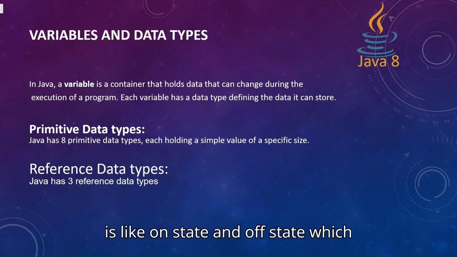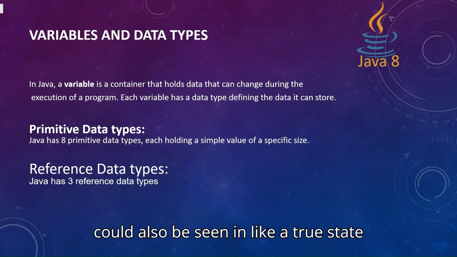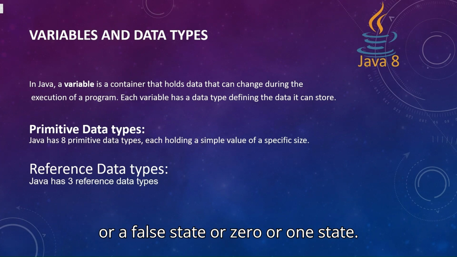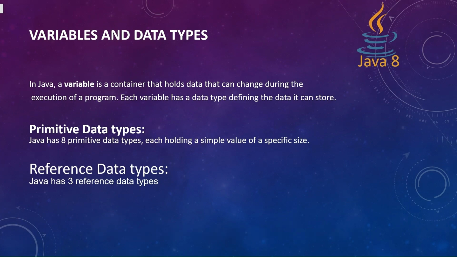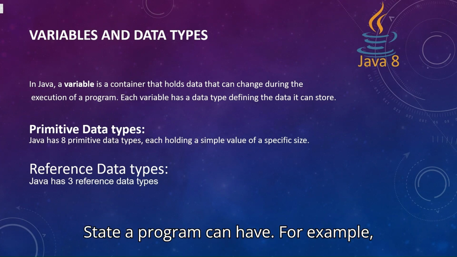The example I gave was talking about just two different states, an on state and an off state, which could also be seen as a true state or a false state, or a zero or one state. There are different types of state a program can have.